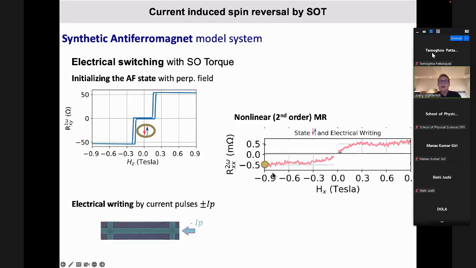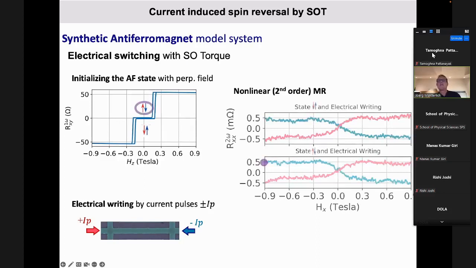Well, if we apply the signal from the other side, our response has changed, corresponding to the opposite state. So indeed, applying now two pulses will change between those two states, right? We can also start from the other side and we will find the same thing. We can change between pulses from one side or pulses from the opposite side, our antiferromagnetic order, and we can read it out in this nonlinear state.